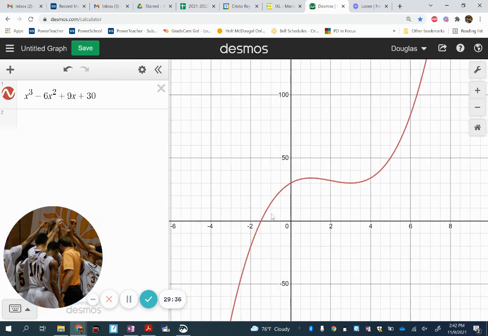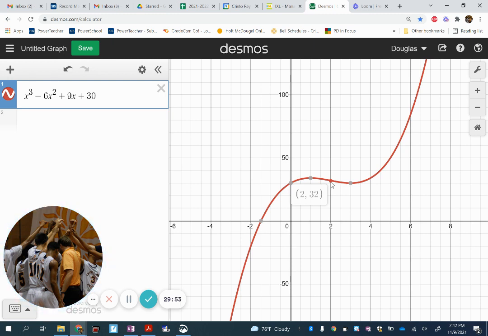So you can see that we are concave up, or excuse me, concave down as we're increasing here because this is like part of a frown. And then at 2 comma 32 right there, we're still increasing, right?